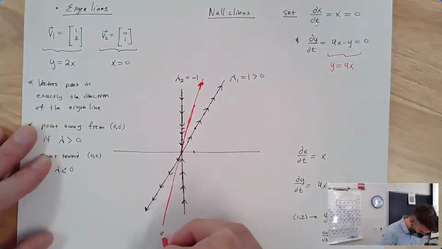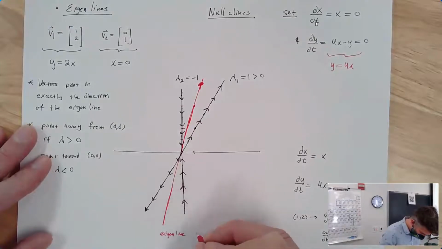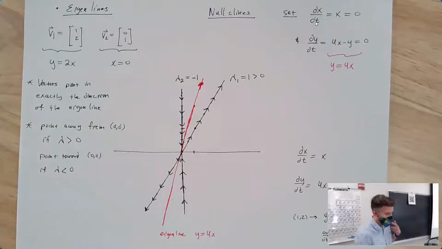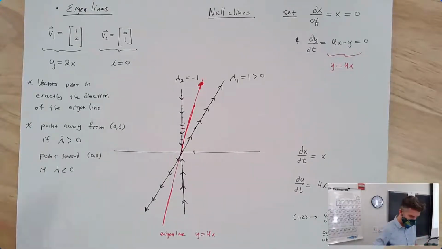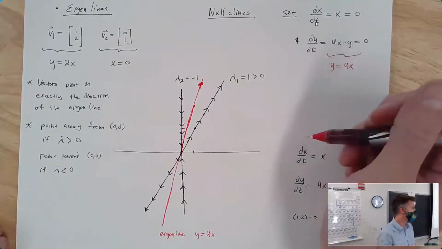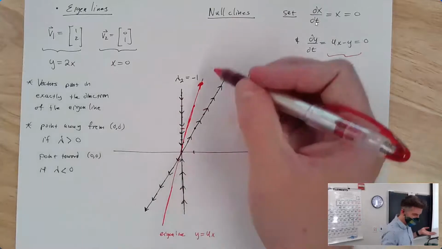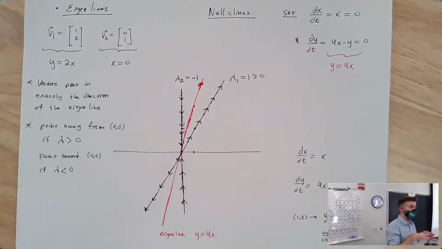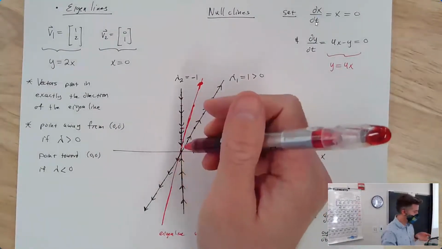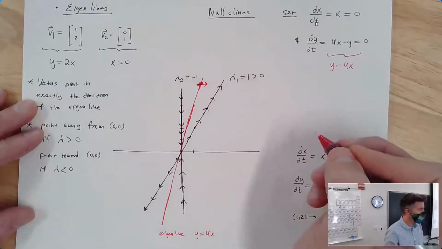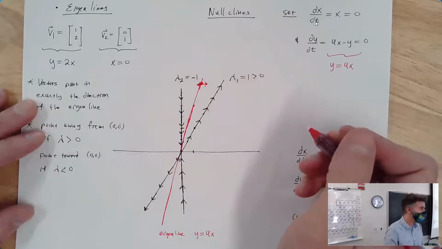So this is the eigenline, y equal to 4x. Here's what's true on this line: dy/dt is equal to 0. dy/dt is the change in y. So all of the arrows on this line should have no vertical change. All the change along this line should be horizontal, meaning the arrows are either pointing completely to the right or completely to the left. There is no up or downness to the arrows.